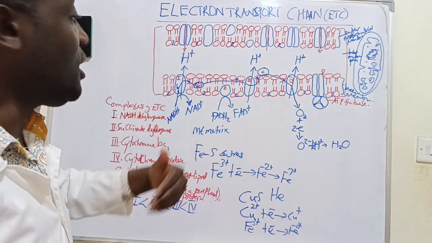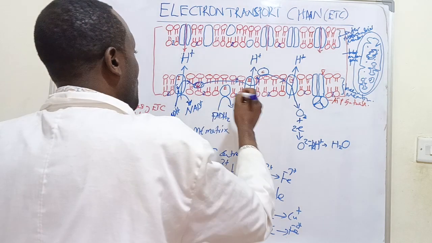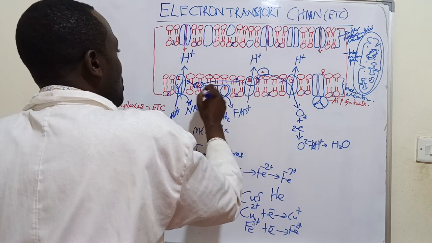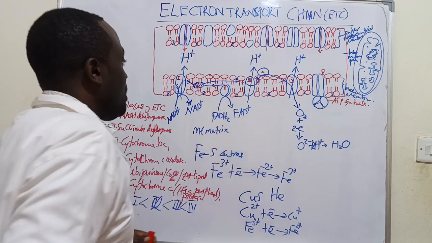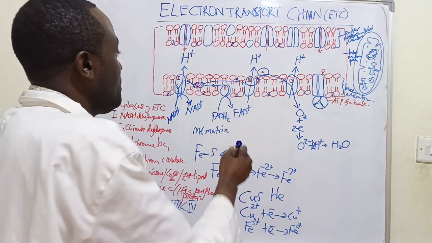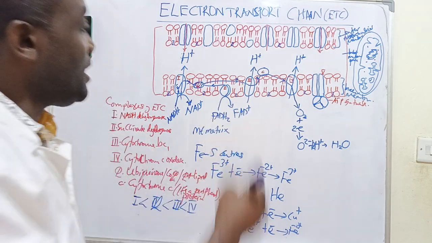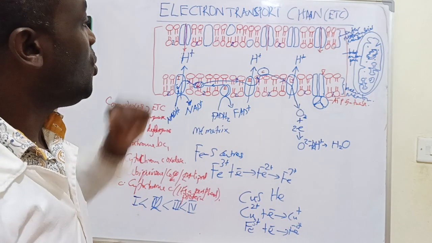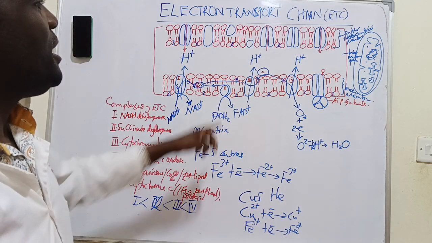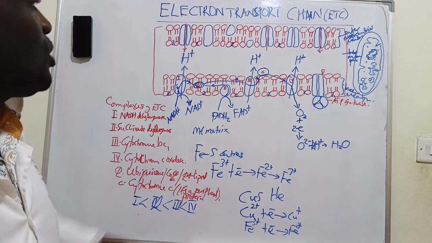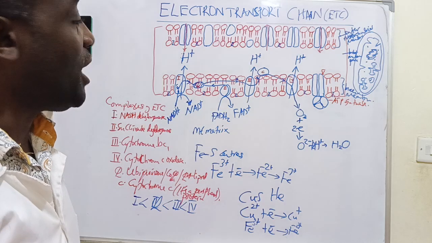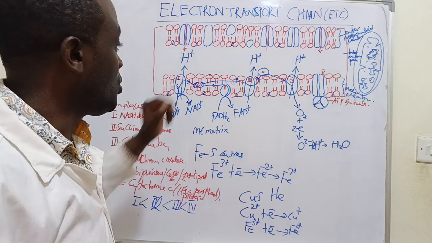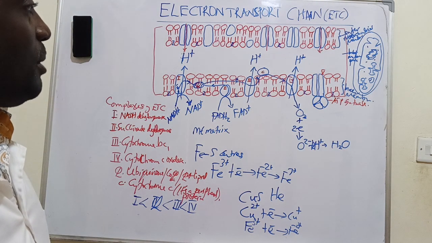As FAD is being oxidized, electrons are removed, and these electrons are shuttled to Q, coenzyme Q. Coenzyme Q picks them up, and they lose free energy. But now, there is no pumping of protons into the intermembrane space. Why? Complex 2 is not a transmembrane protein. It is integrated into the membrane but does not span it entirely, so it does not pump protons into the intermembrane space.